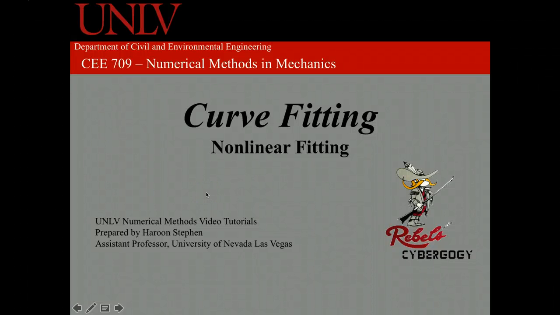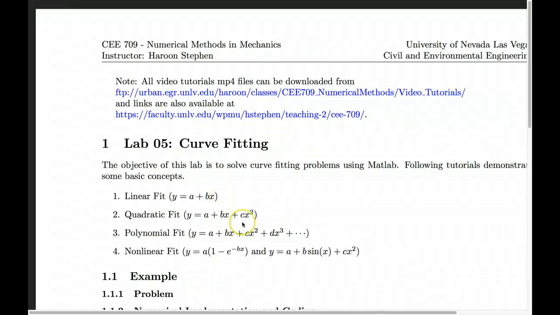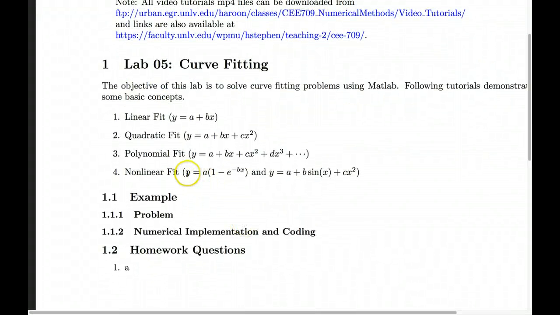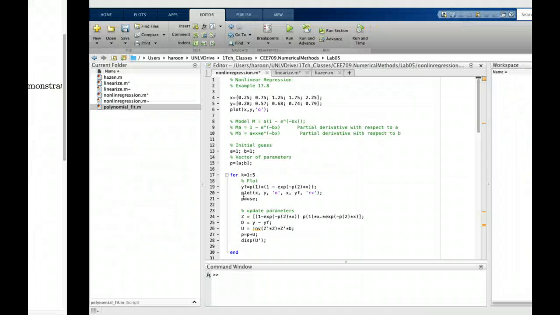In this tutorial, we'll talk about nonlinear fitting, and we will use two examples. One is from problem 7, example 17.8 in your book, and the second one is a plus b sine x plus c x squared. So we will use both of these examples to elaborate nonlinear fitting, and we will use the linearization method that we developed in the class.